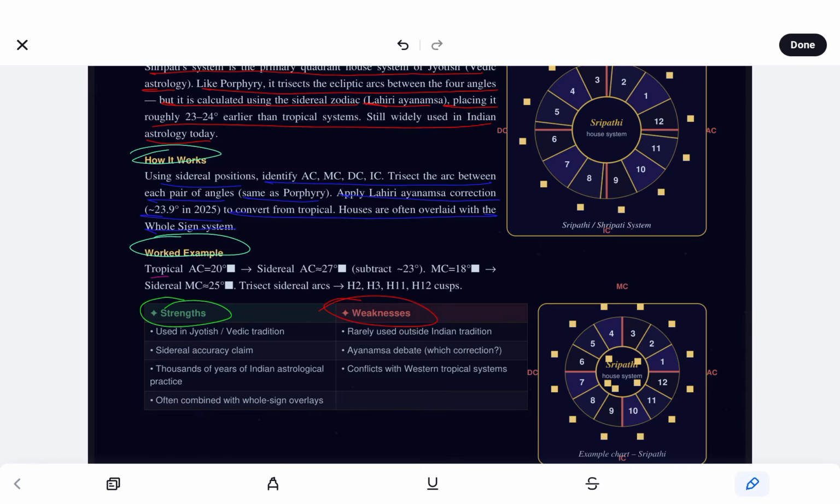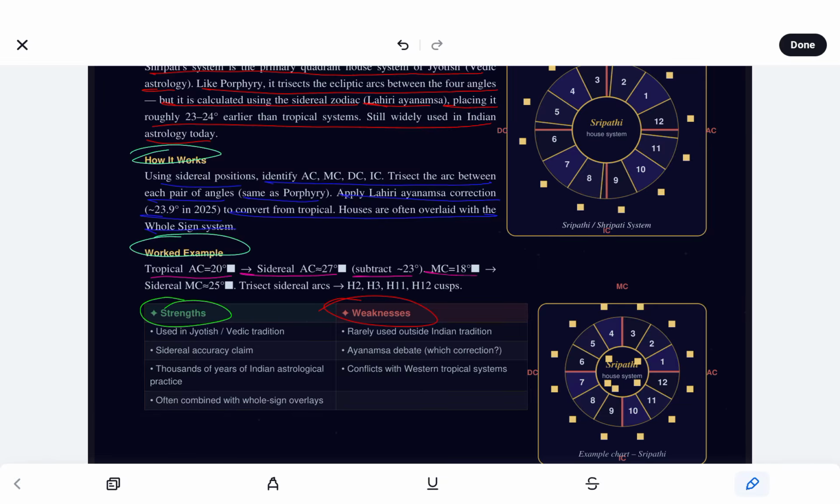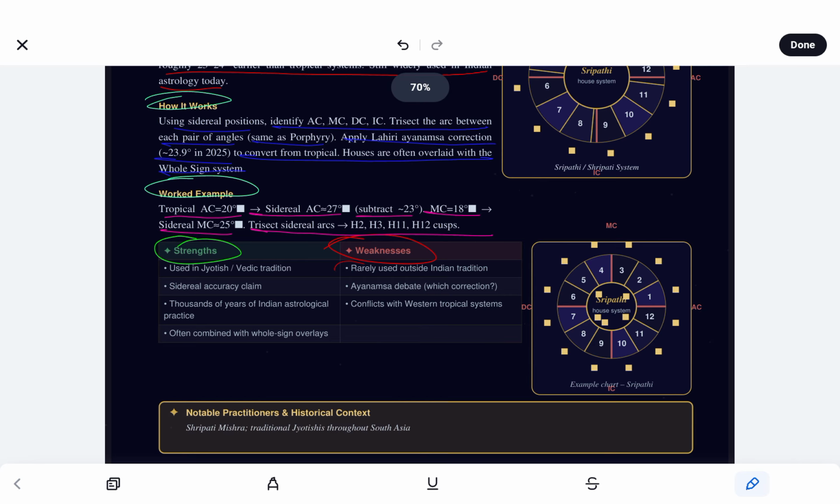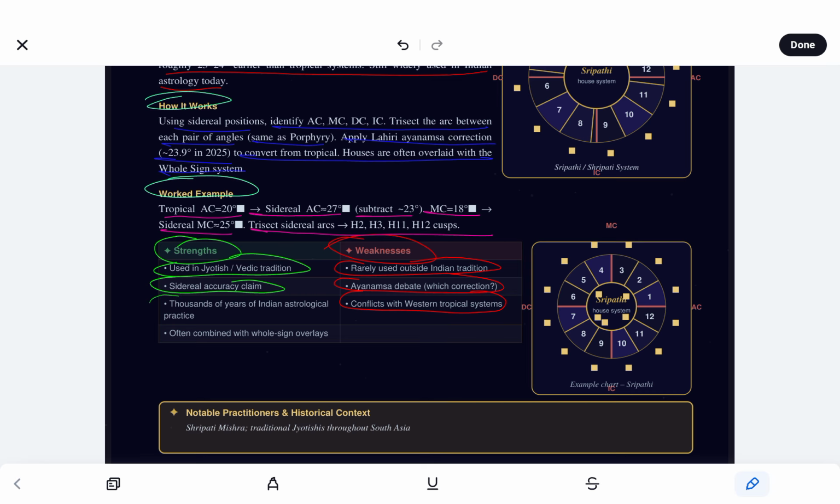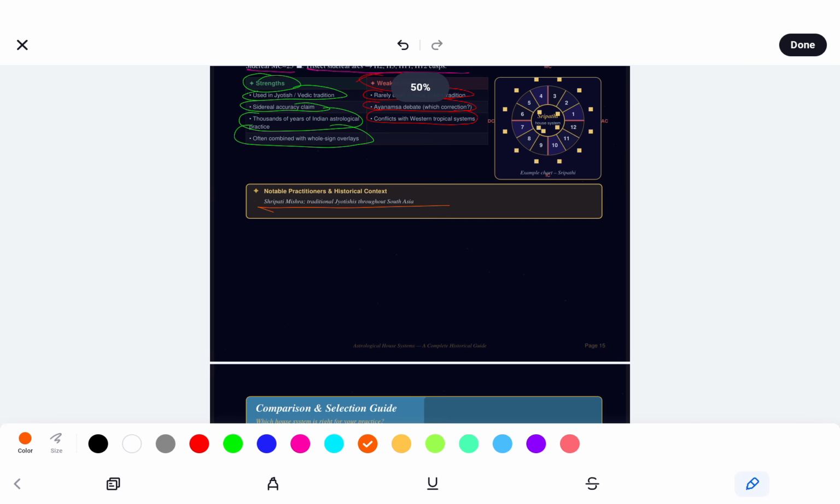And we see, for example, tropical ascendant equals 20 degrees, sidereal ascendant equals 27 degrees, subtract 23 degrees, midheaven equals 18 degrees, sidereal midheaven equals 25 degrees, and trisect sidereal arcs, second house, third house, 11th house, 12th house cusps. Its weakness is rarely used outside Indian tradition, Ayanamsa debate over which correction, and conflicts with Western tropical systems. However, used in Jyotish Vedic tradition, sidereal accuracy claim, thousands of years of Indian astrological practice and often combined with whole sign overlays, primarily used by Sripati Mishra and traditional Jyotishis throughout South Asia.